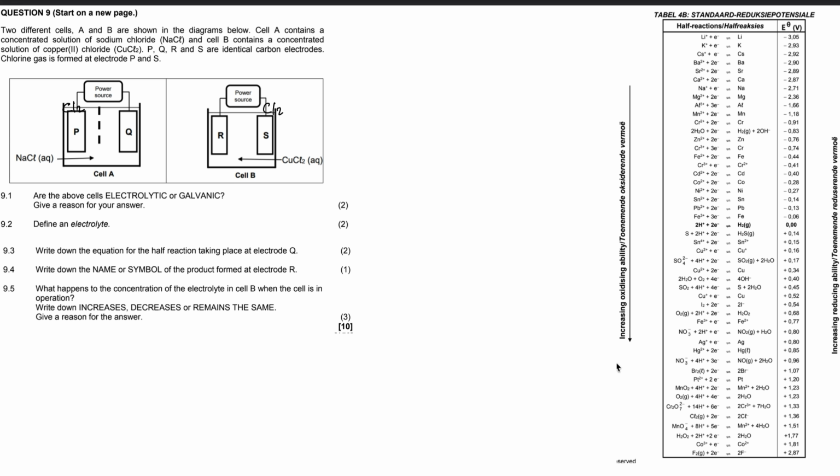So 9.1, are the above cells galvanic or electrolytic? They are obviously going to be electrolytic. Why? But the more correct answer is there's a power source. There is a power source present. Question 9.2, we'll leave that out.